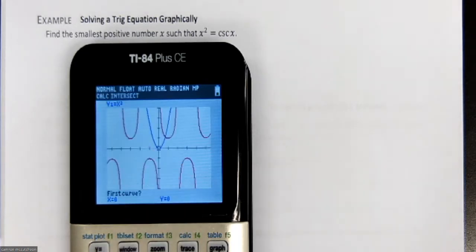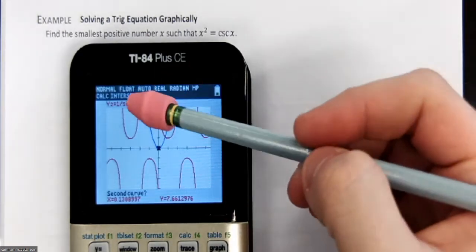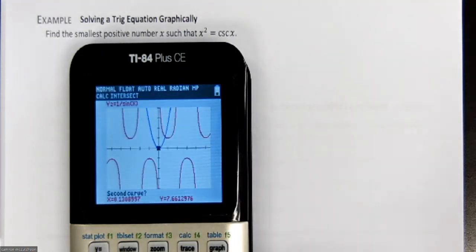First curve, it says, is the first curve this parabola? And I go, yes. And it says, is the second curve, now look where it is. You see how it says x equals 0, y equals, and it's blank? That's because cosecant doesn't exist when x is 0. So what I'm going to have to do is hit the right arrow, and now it is somewhere on the cosecant curve. You see it? See how now it says 1 over sine x, and it actually gave me an x comma y.